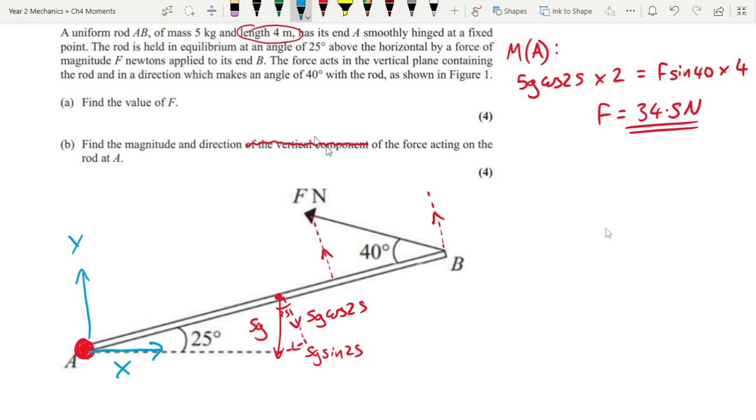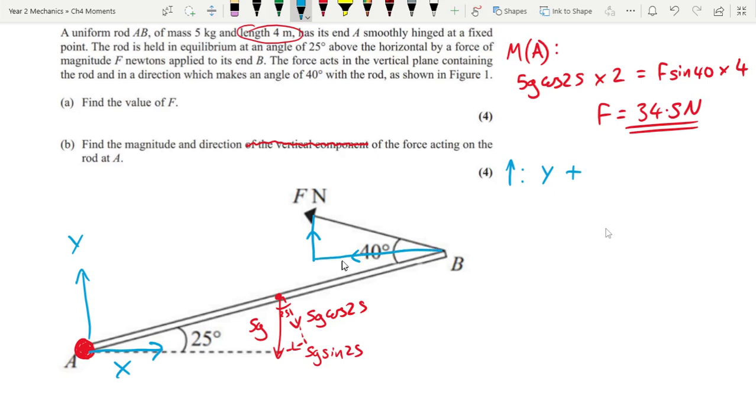Okay, and now what we're going to do is resolve vertically and horizontally. So vertically, I can say that Y plus, now I want the vertical component of this, so I'm just going to rub out these lines here so I can doodle on it a bit easier. I want the vertical component, so I'm going to split it like that. Okay. Now this big angle here is 40.